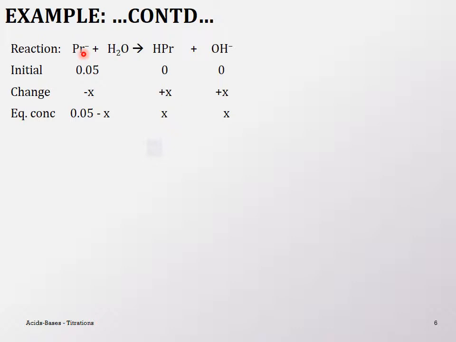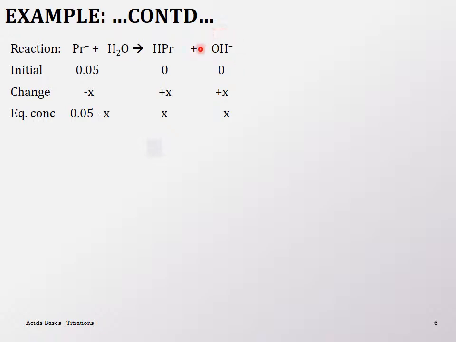Remember, at the equivalence point we don't have any hydrogen ions or any hydroxide ions left. We only have water now. So the propionate ions will react with water to give propionic acid and the hydroxide ions. You're starting with propionate ions, that's the calculation we did in the previous slide, 0.05 molar was the concentration for propionate, and then we have 0 and 0 for propionic acid and hydroxide.